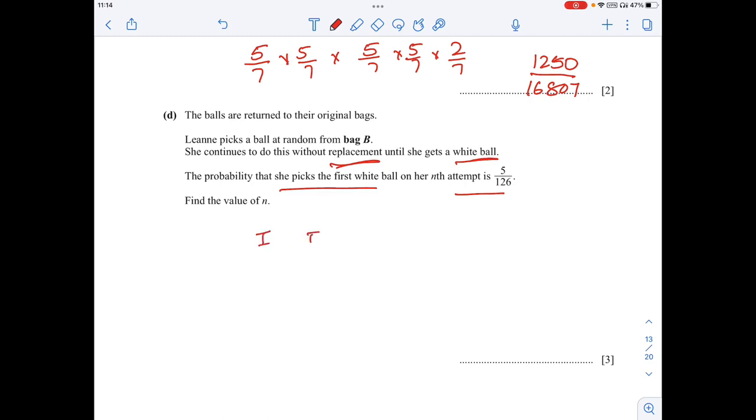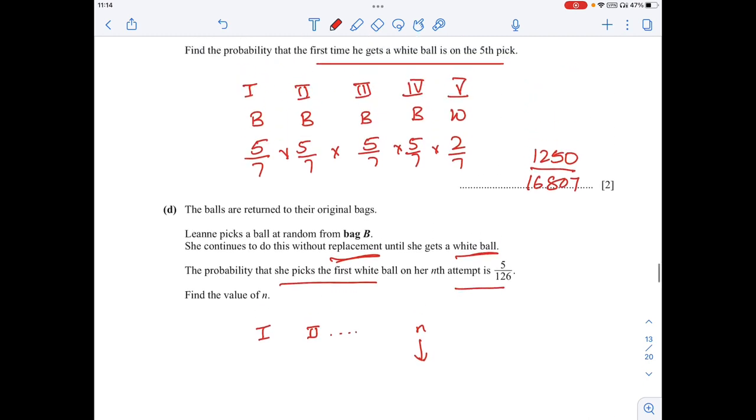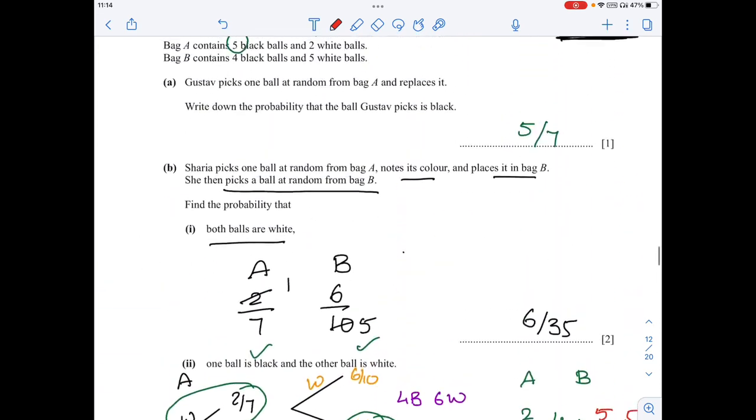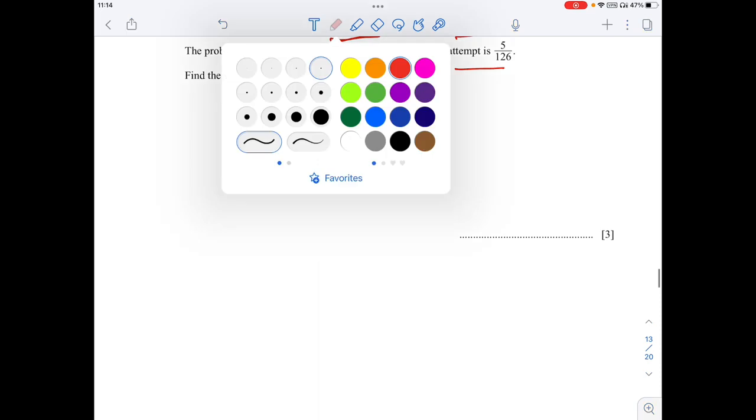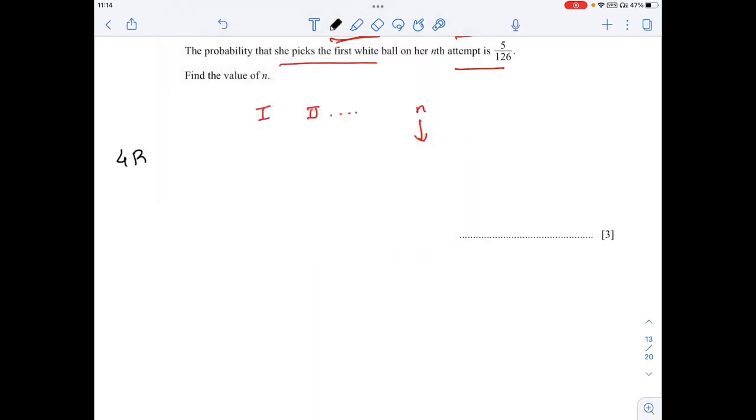So first time, second time, and so on, nth time. The nth time is going to be a white ball, and the first, second, third, fourth are going to be black balls. So what is the composition of bag B? It is 4 black, 5 white. So first time it is going to be 4 upon 9. Second time it is going to be 3 upon 8. Third time it is going to be 2 upon 7.